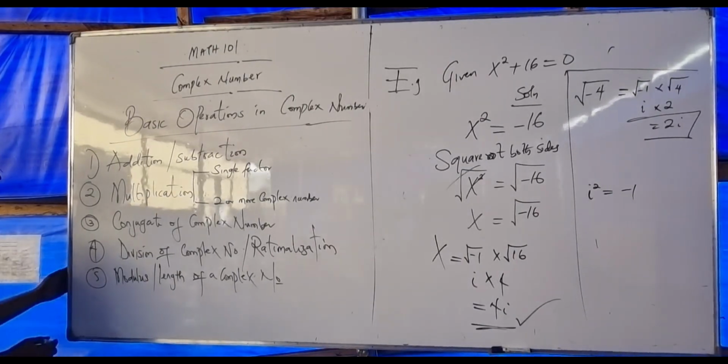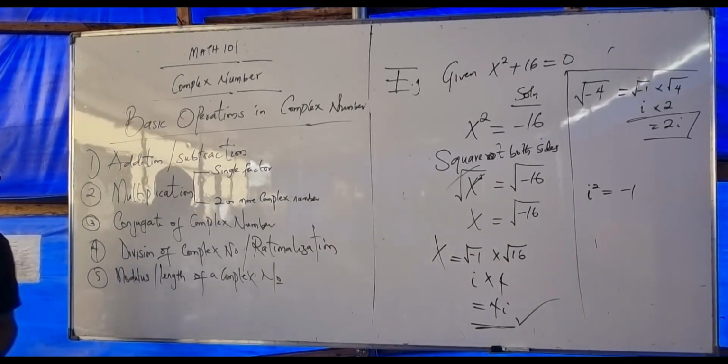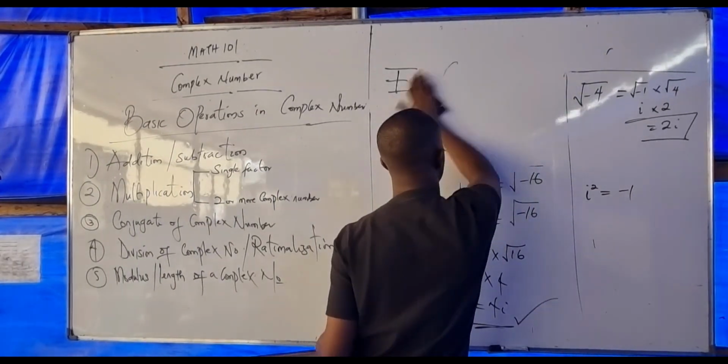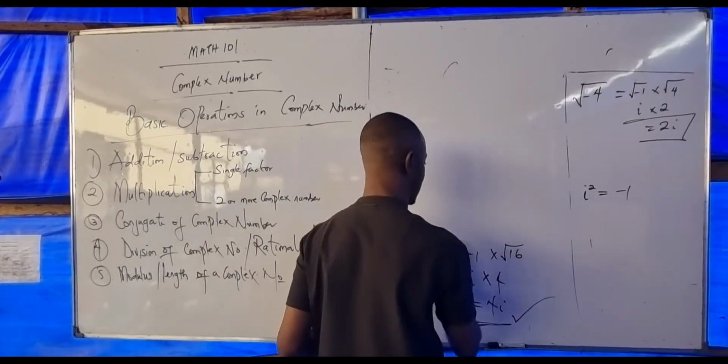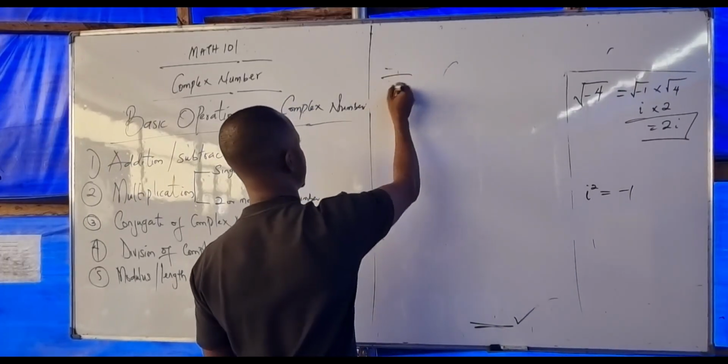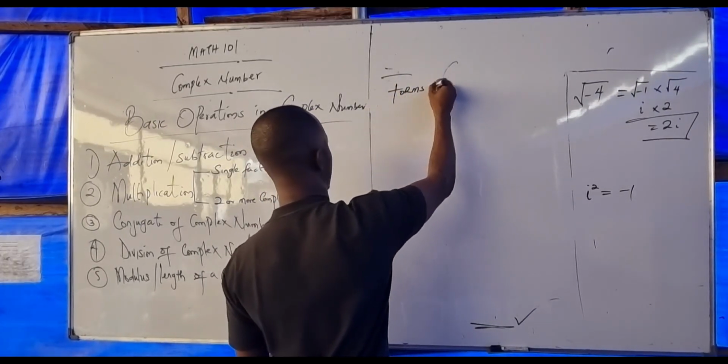Okay, then we have what we call forms of complex numbers. There are various forms we'll look at throughout this journey.